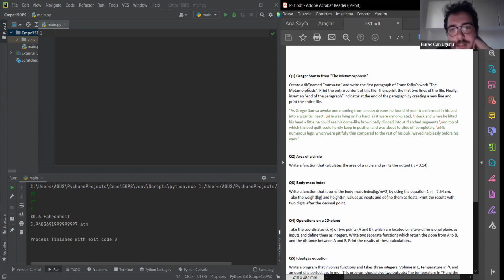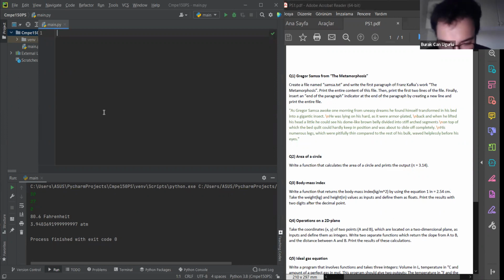The question says that we should create a file named samsa.txt and write the first paragraph of Franz Kafka's work, The Metamorphosis. The entire content of this file should be printed. Then the first 2 lines of the file should be printed, and finally an end of paragraph indicator must be appended at the end of the paragraph by creating a new line, and the entire file at the end should be printed as a final file.